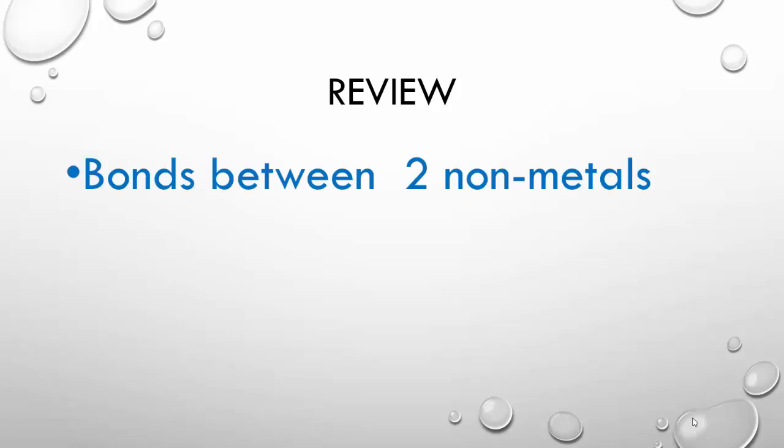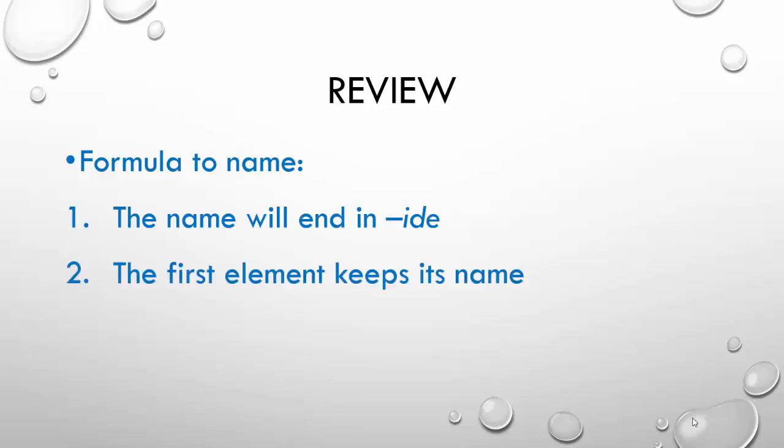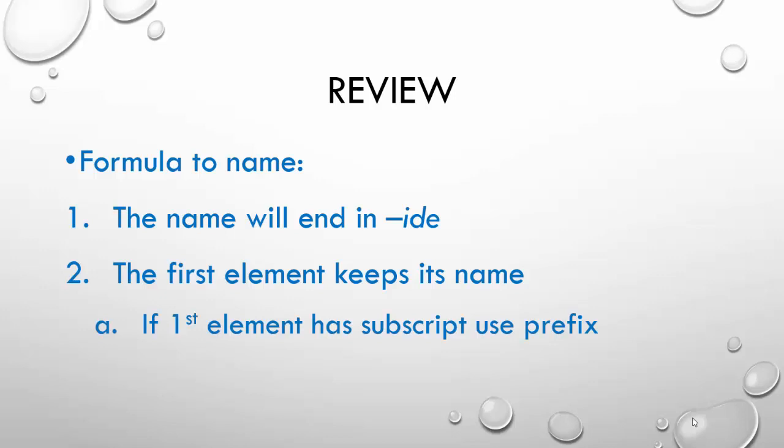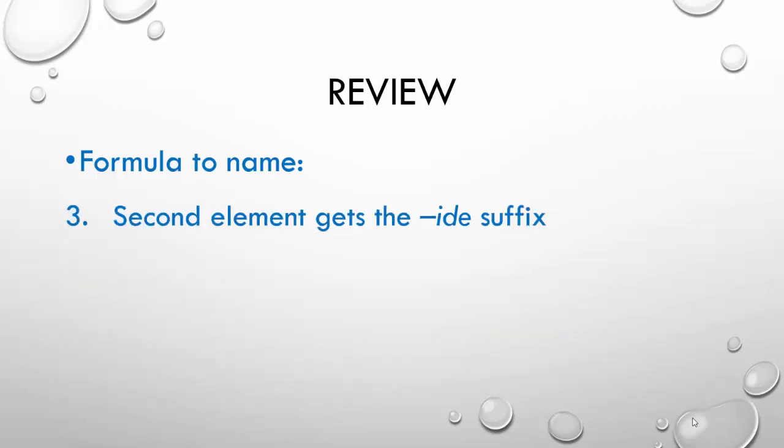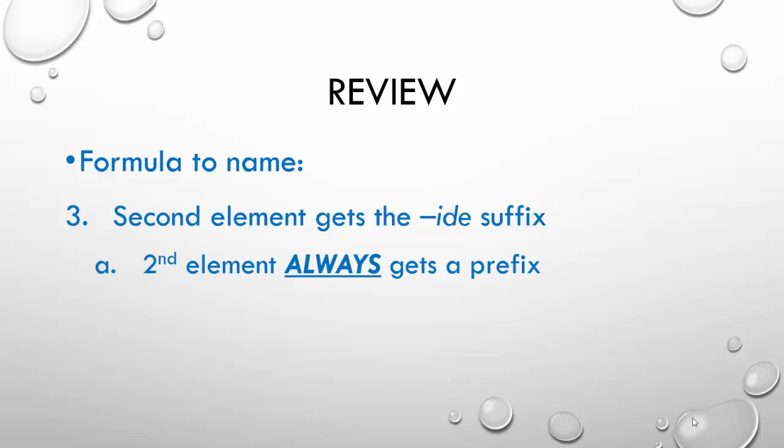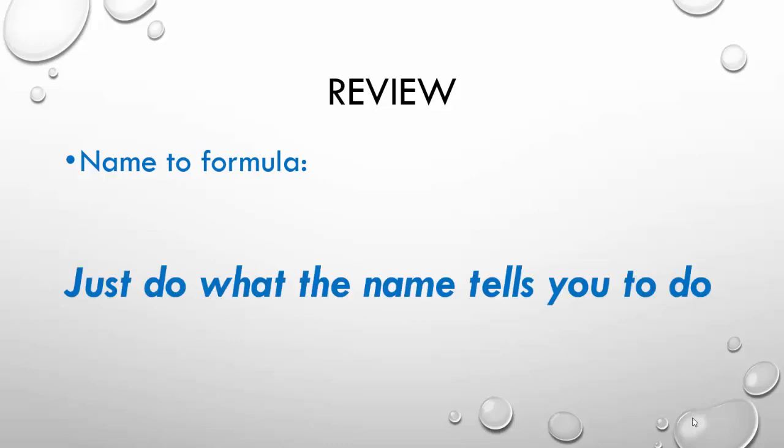So to review binary covalent compounds, it will be between two nonmetals. To go from formula to name, it will end in IDE. The first element keeps its name. If the first element has a subscript, you're going to use a prefix. No subscript, do not use mono on the first element. The second element gets the IDE suffix. The second element always gets a prefix. Just put the two words together and you're done. To go from name to formula, just do it.